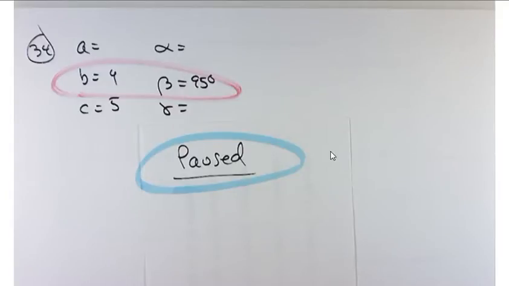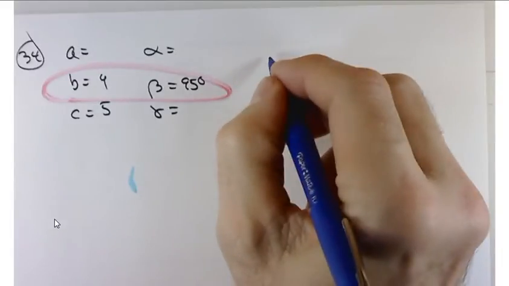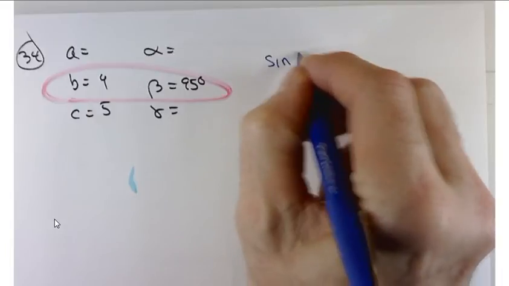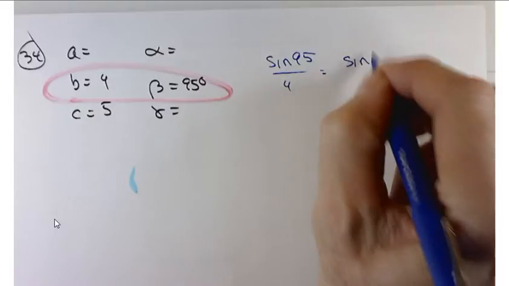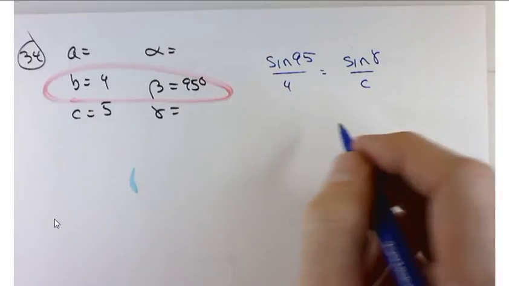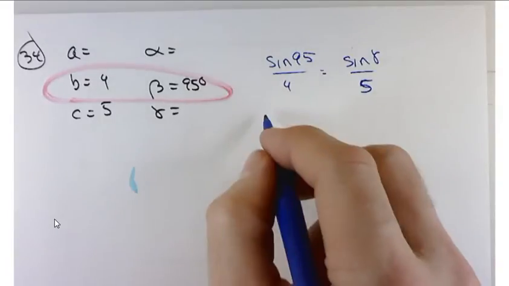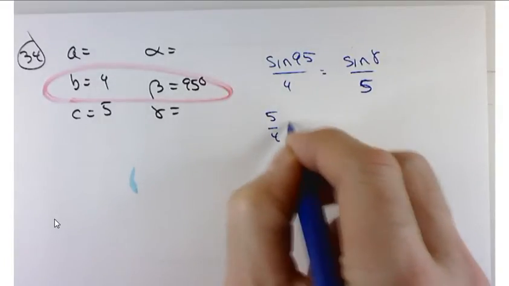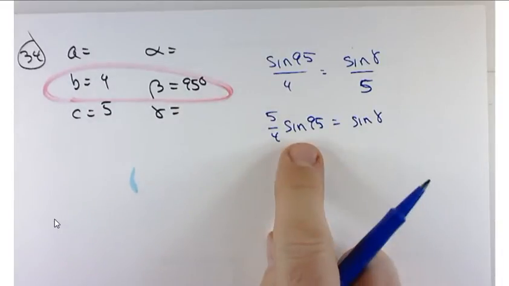Shot on an answer? What did you get for the angle? 12.89. Well, let's see here. The law of sines you should be setting up would look like this: sine of 95 divided by 4 equals the sine of gamma divided by C, or excuse me, divided by 5. So I'll multiply both sides by 5. I get 5 fourths times the sine of 95 equals the sine of gamma. And let's actually calculate what that is.